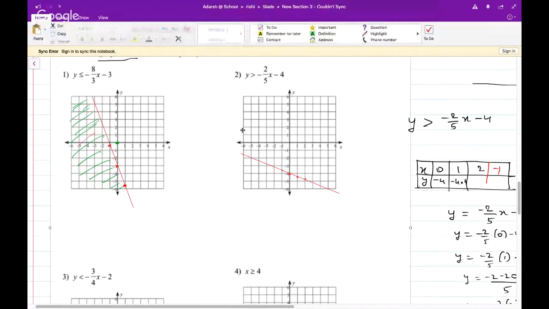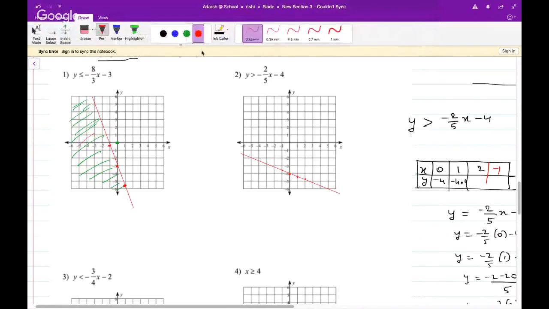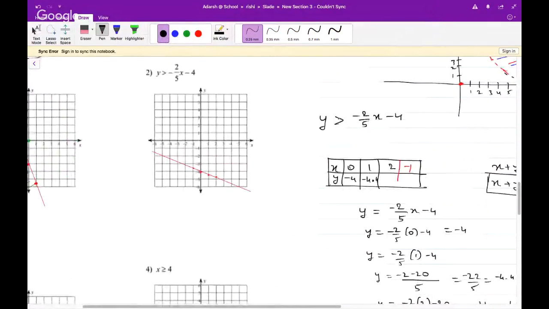Okay, now observe this is only greater than symbol, it is not greater than or equal to, so it's only greater than. So you'll take a perforated line or dotted line, and which side should we shade? Is it this side or this side?